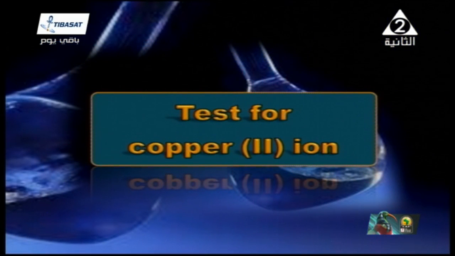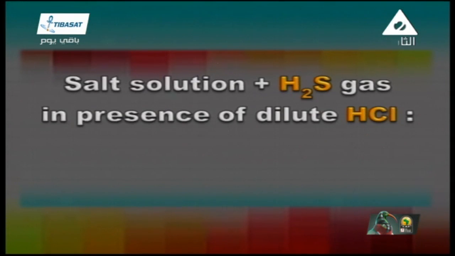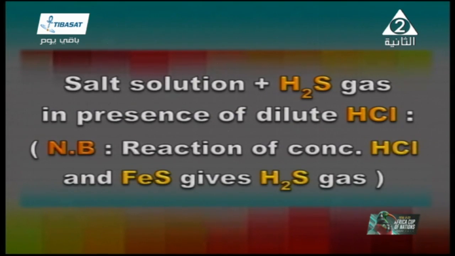Now we are going to test for the copper 2 ion. The salt solution plus hydrogen sulfide gas in the presence of dilute hydrochloric acid is the reaction to detect the cation of this group, which is the copper ion. As the following animation will show, we are going to prepare hydrogen sulfide gas. This is done by the reaction of concentrated hydrochloric acid and iron 2 sulfide in order to produce the group reagent, hydrogen sulfide gas, that reacts with the salt solution to detect it.